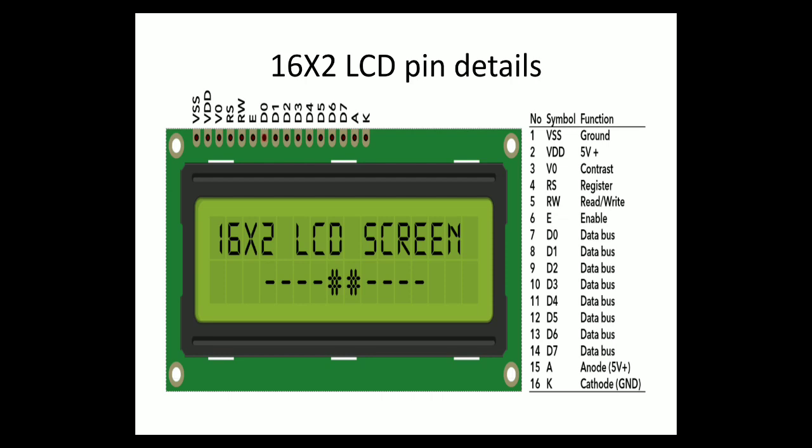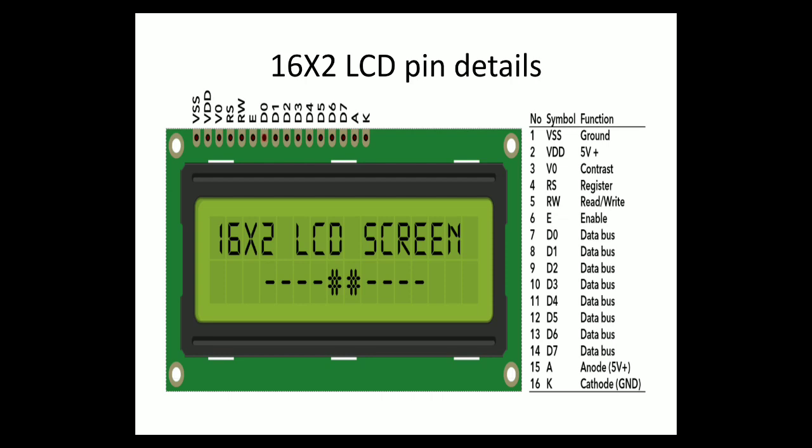RS is one of the important pins, called RS, register select. Pin number 4 is used to switch between the command register and the data register. So LCD uses two registers. One is called the command register, another is called the data register. The selection of these registers is done by this particular pin, pin number 4. Pin number 5 is called read write. So RW is used for reading or writing operations to happen on these LCDs.